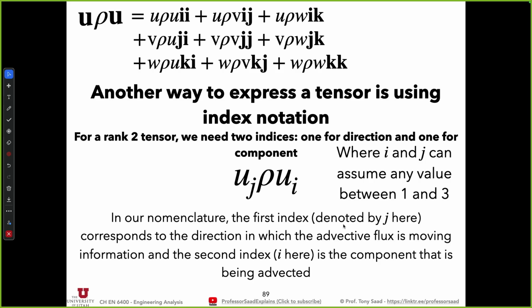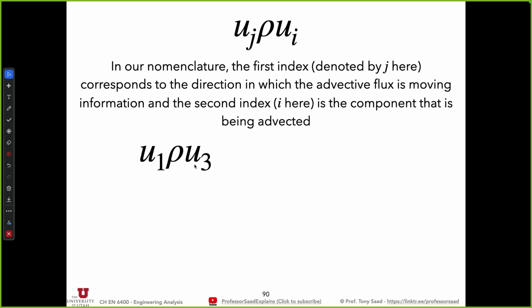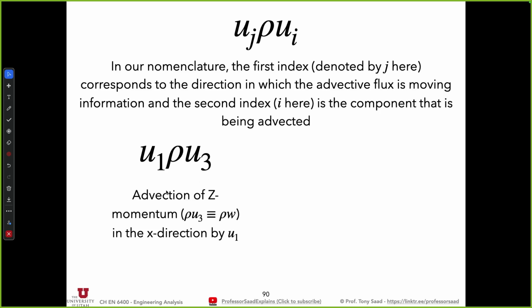Now, in our nomenclature, the first index, denoted by j here, corresponds to the direction in which the advective flux is moving information, and the second index, i, is the component that is being advected, okay? Now, for example, U1 rho U3 is what? This is the advection of the third momentum component being advected by the first velocity. In other words, this is the advection of Z momentum, which is the third direction, in the X direction, by U1.